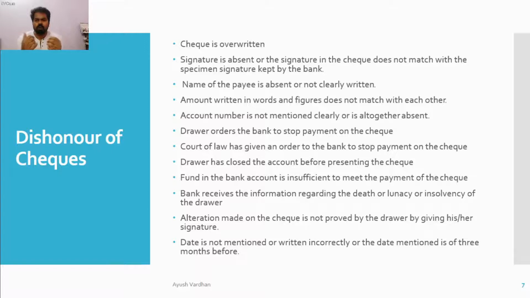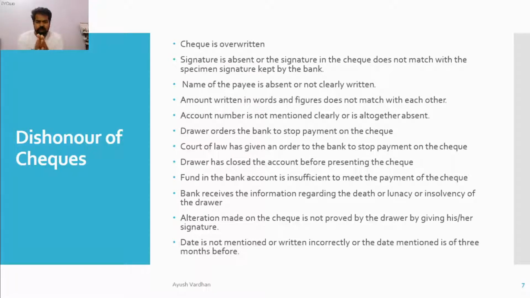Or a court has issued some order that this check cannot be encashed. So this could be another reason. Or the drawer has closed the account before the check is presented. Like, a check has been issued, but when the person goes to the bank to deposit the check, he finds that this account has been closed. So that could be an error.